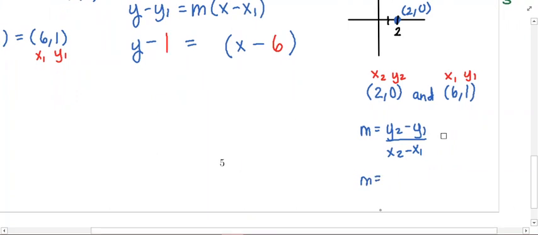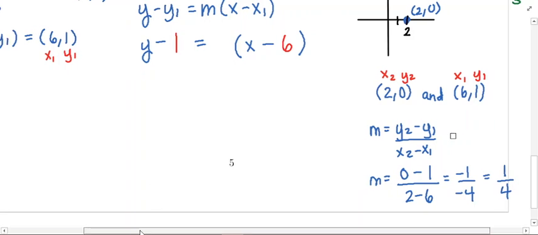Okay, so slope is going to be y2 minus y1, so this is going to be 0 minus 1 over x2 minus x1. Okay, so this is going to be 2 minus 6. If we simplify, the numerator will be -1, the denominator will be -4, and so the answer here will be +1/4. Okay, so that's the slope.